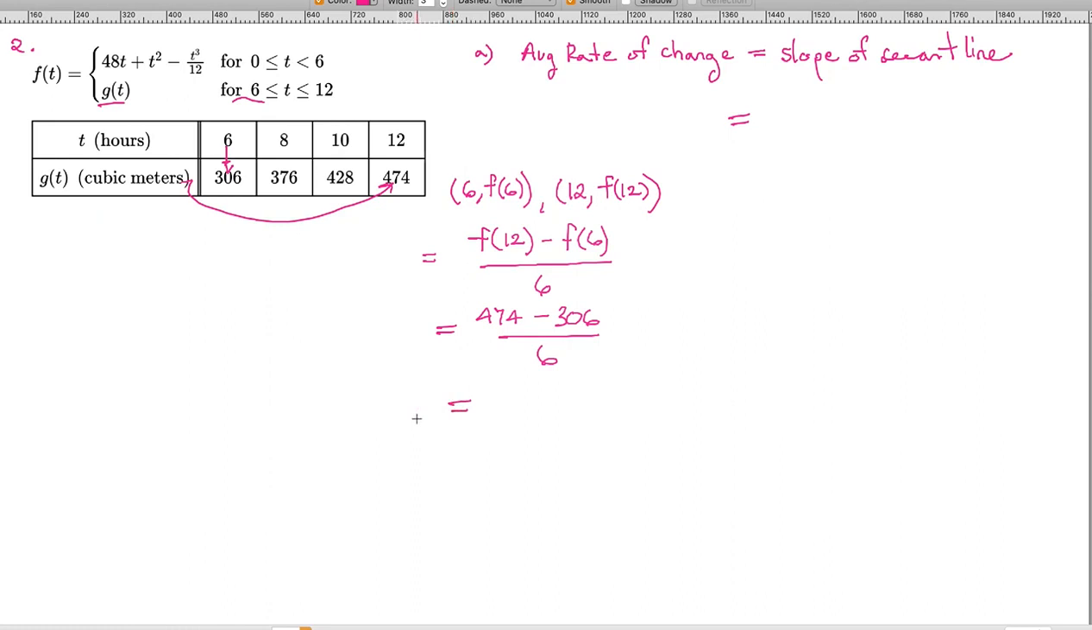To get from 306 to 474, it's 168, so 168 over 6. And I believe this divides evenly to 28. So there you go. That is your answer, 28 in this case, for part A.